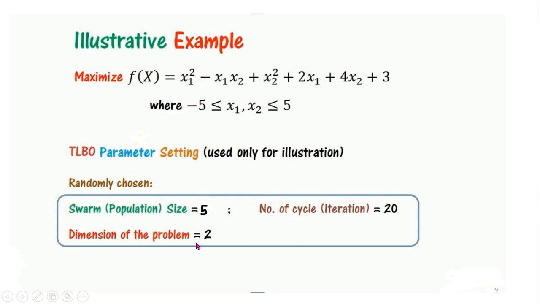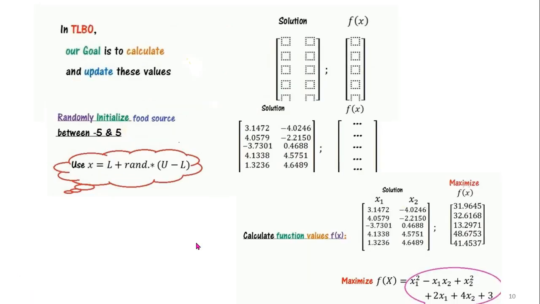So our goal is to calculate and update these variables. Now we find the random values for the population size of 5. By using this equation we get this value, and we calculate the function value of the maximization problem from this equation. Now we put the values in this column.